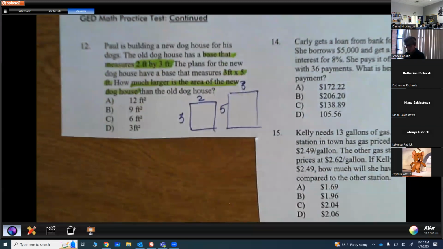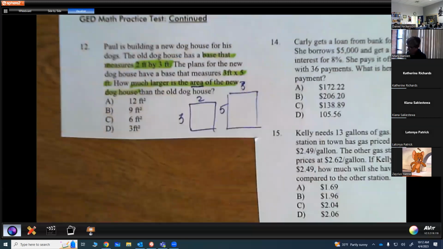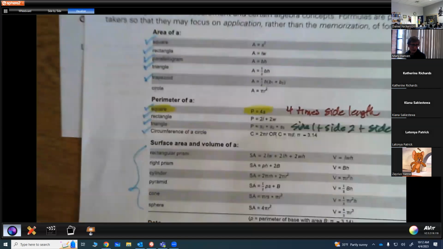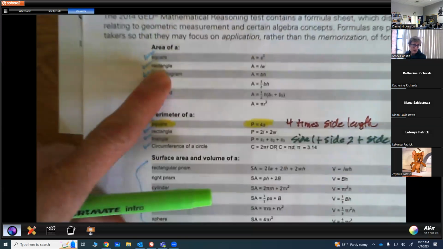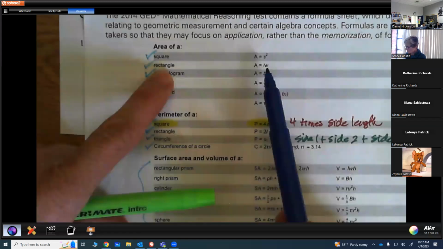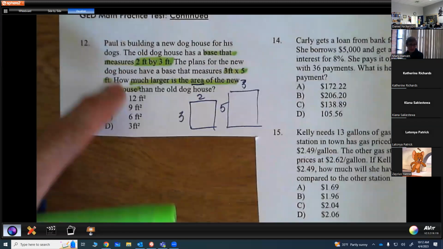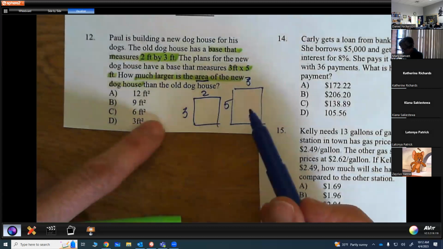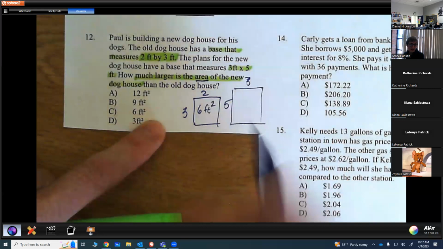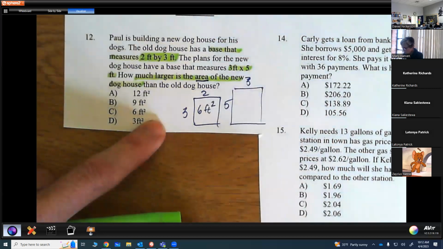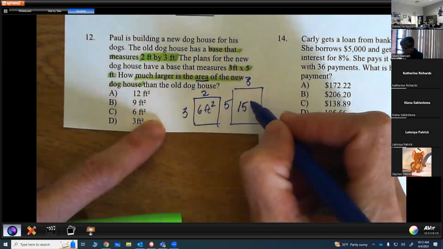And if you don't know how to find the area of the rectangle, we know we're dealing with area because it tells us so. And so if we look on our formula sheet, it gives us the area formulas. A rectangle area is A equals LW, which means area equals length times width, which is what we've been given, the length and the width. And so the area of the old doghouse was 6 square feet, because 2 times 3 is 6. And the area of the new doghouse is 15 square feet.